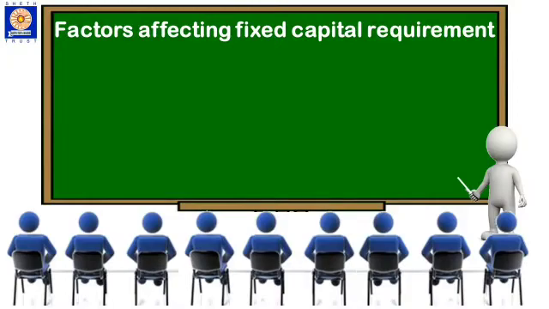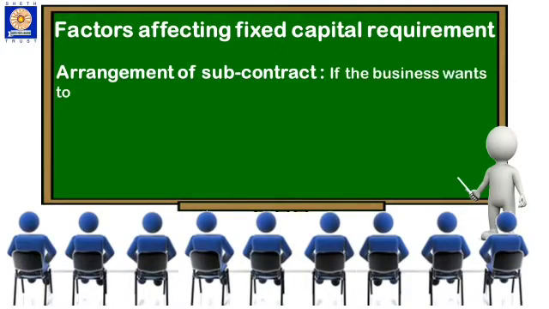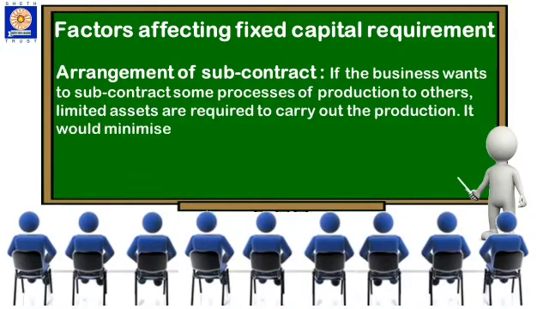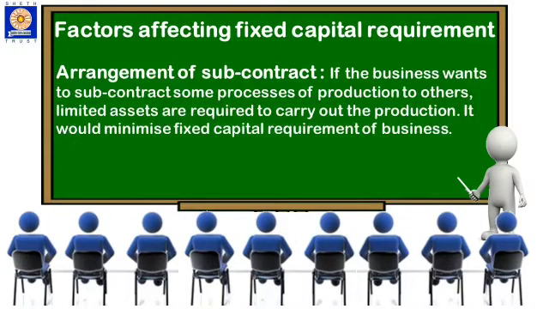Our next point is arrangement of subcontract. Students, some of the firms may enter into a subcontract for the production unit of their firm. So, they don't need much capital for investing in buying heavy machineries for production activity, and hence a lesser amount of funds for fixed assets will be required for this business.